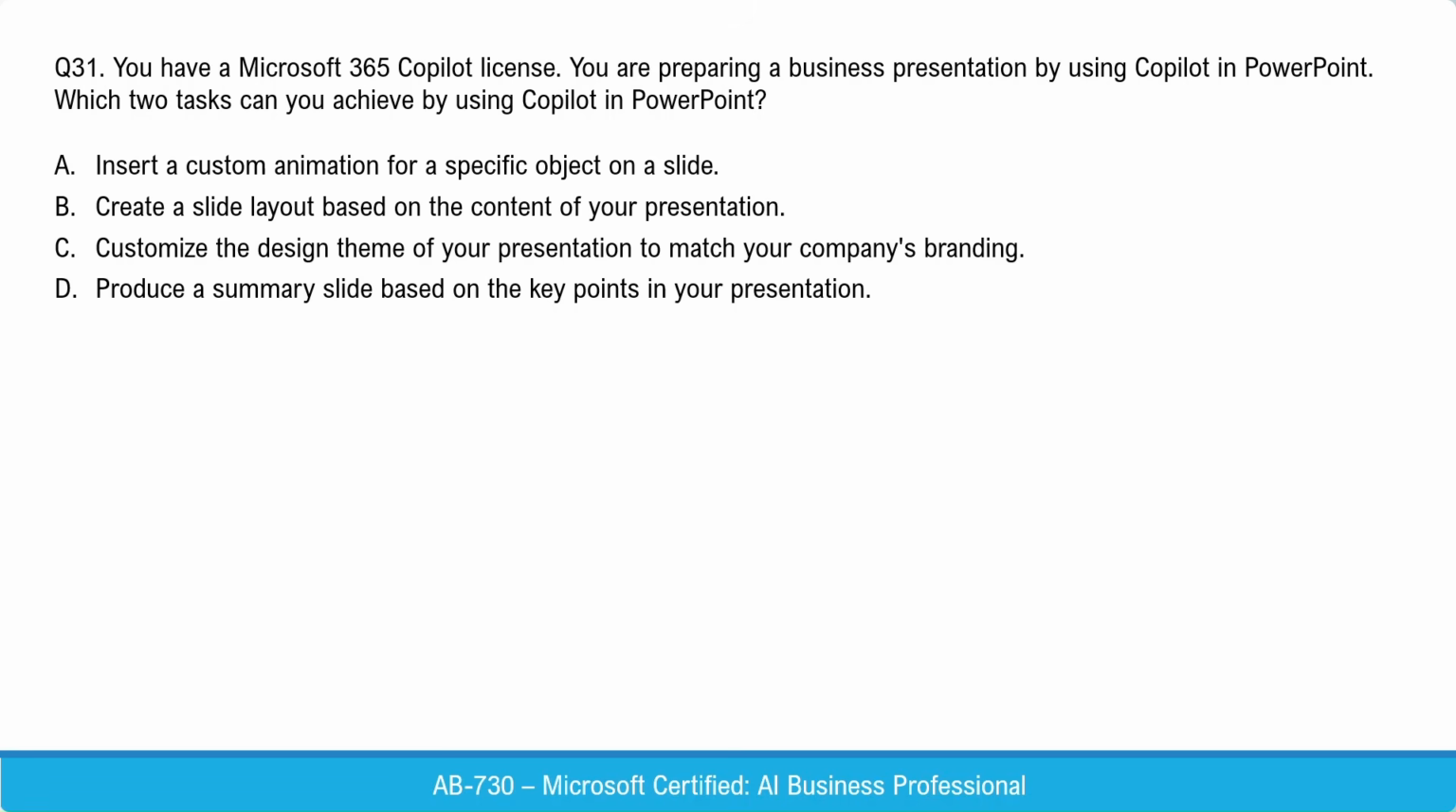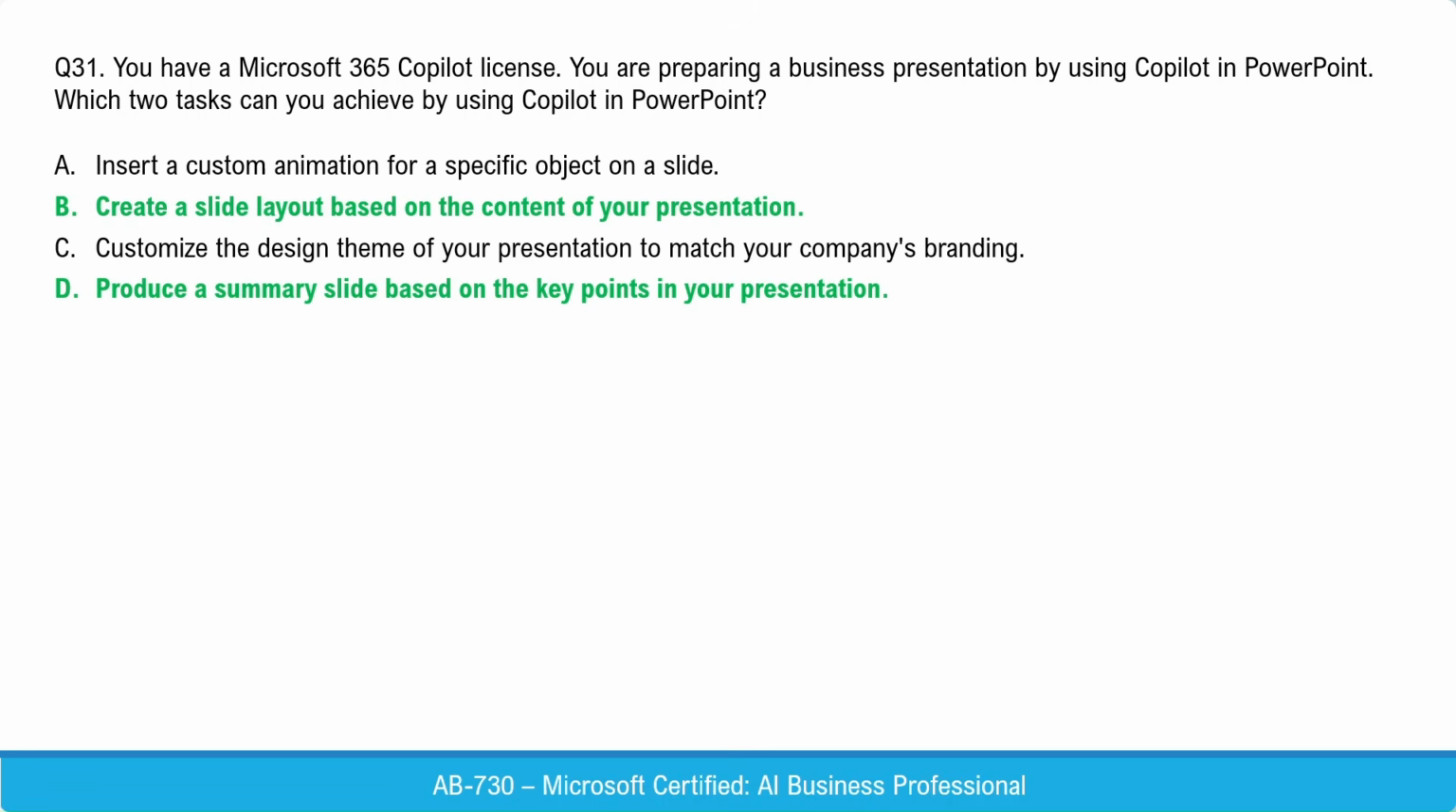You have a Microsoft 365 Copilot license. You are preparing a business presentation by using Copilot in PowerPoint. Which two tasks can you achieve by using Copilot in PowerPoint? You have been given four options on your screen. Please go through them by pausing the video. The correct answers are option B and option D.